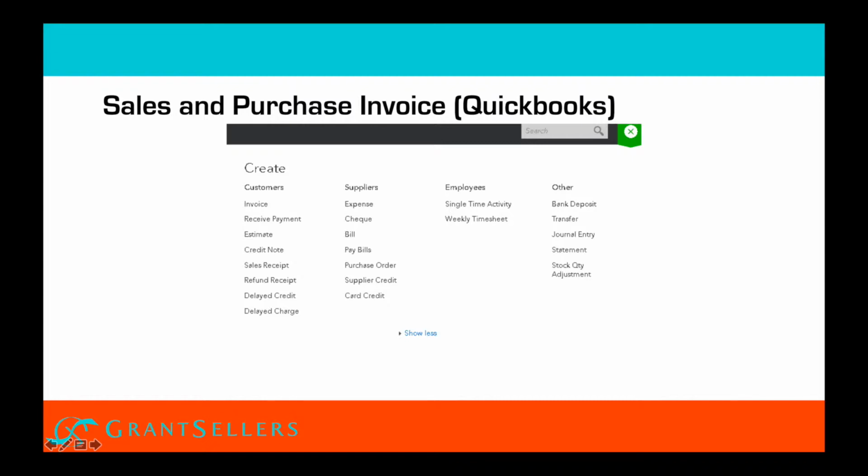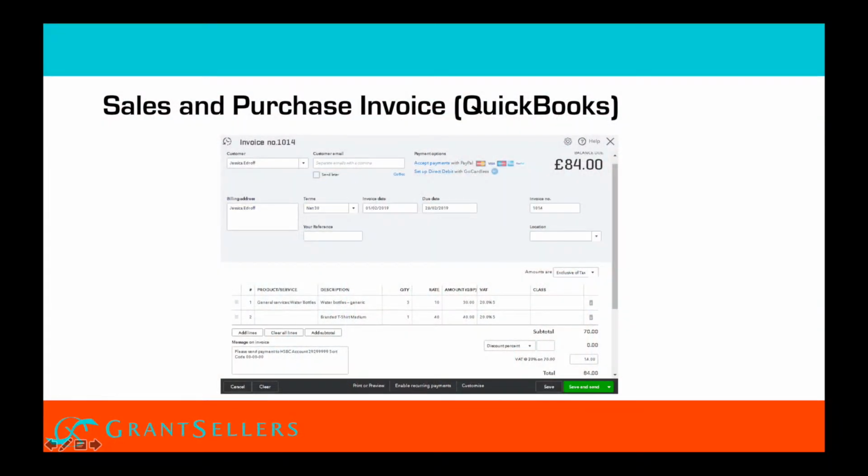Or you have the bill, so you've had something come through the post that you need to pay in the next 30 days, you put it in as a bill, and you can pay it at a later date. So if we have a look at how it actually goes in, very similar to Xero. You have your customer, you have your invoice date, your due date, invoice number, again, change it if you need.